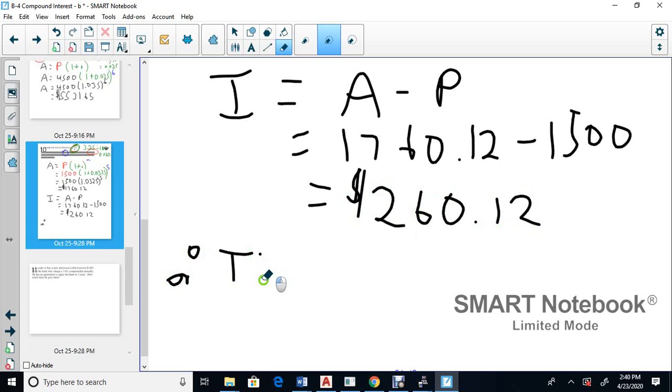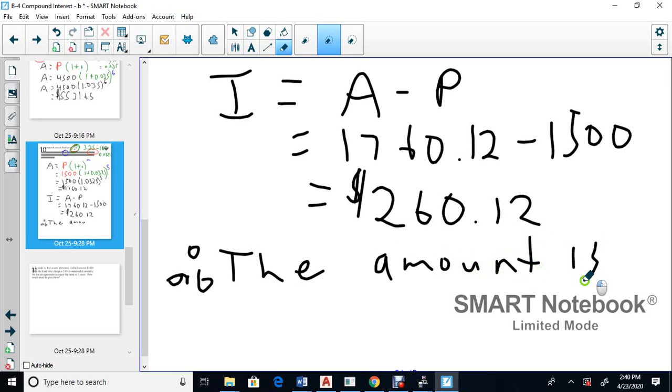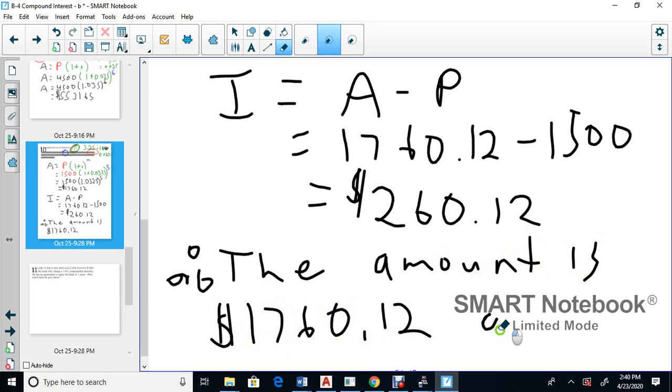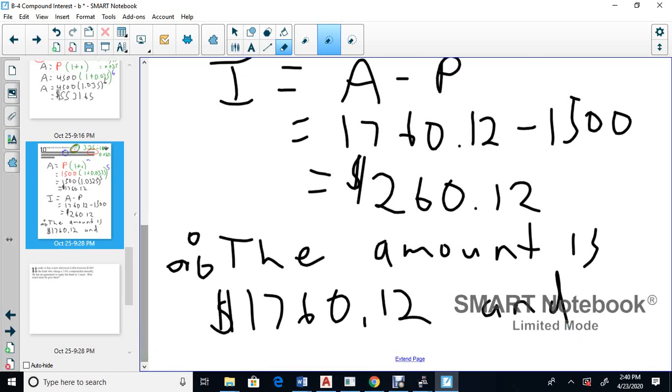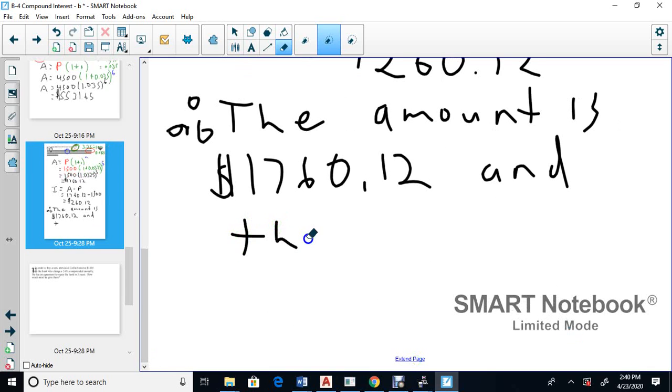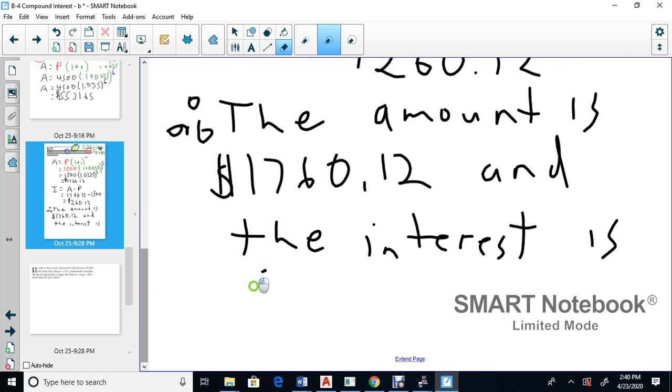Therefore, the amount is $1760.12, and the interest is, I gotta read it, $260 and 12 cents.